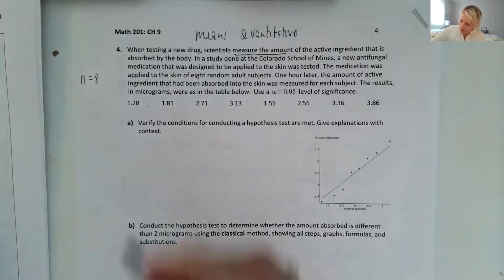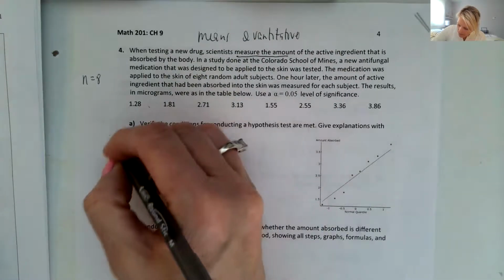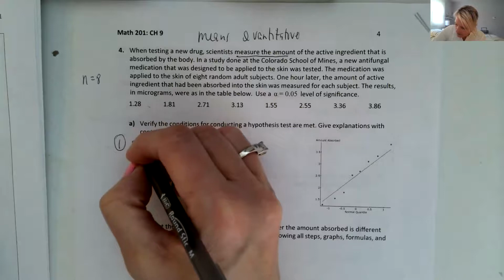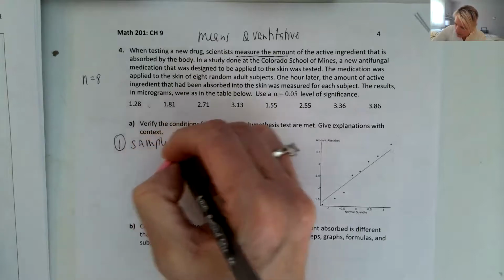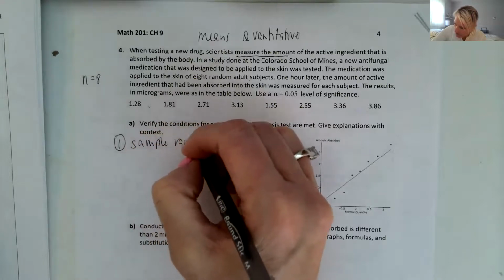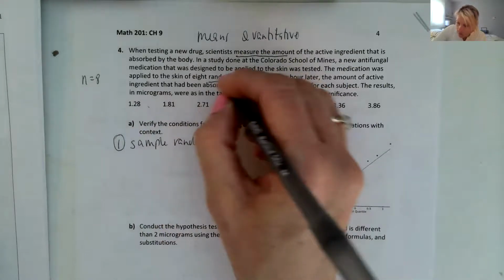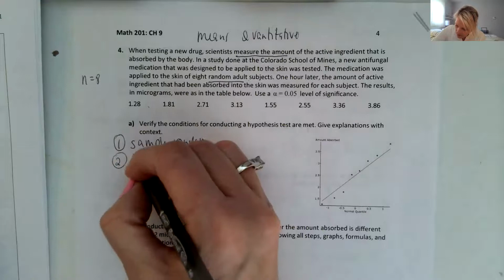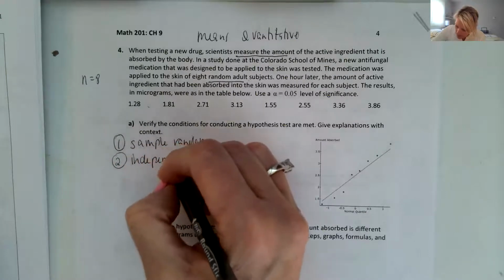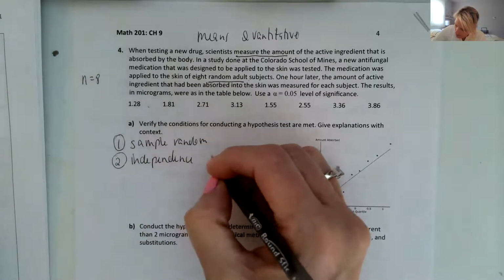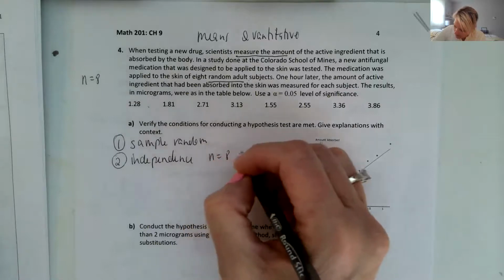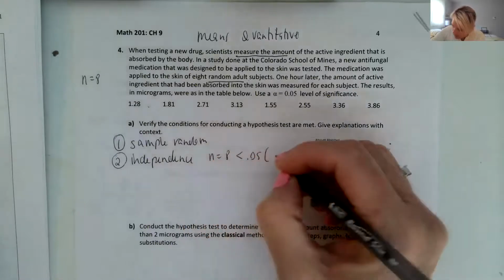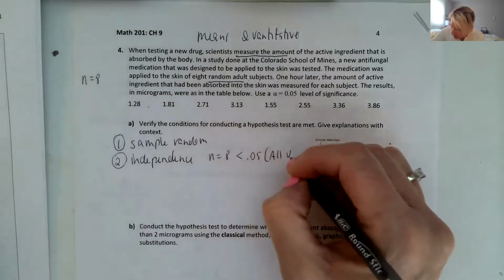We need to verify that our conditions have been met. So they did take a sample, it was random. 8 random adults. There we go. And then we need to show independence. So our sample of 8 is definitely less than 5% of all adults, all US adults, right?